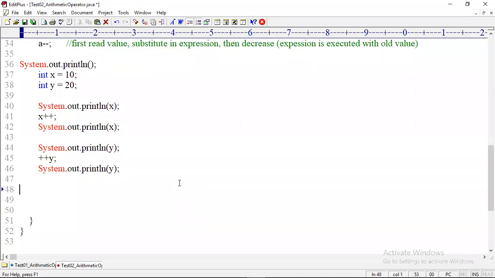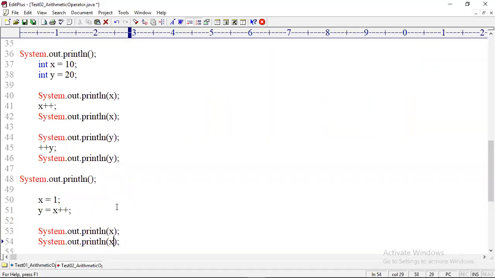Tell me now. I am going to write one statement here. Observe. I am reassigning the already created x variable, with the value 1. Now I am taking y equal to x plus plus. Then I am writing here System.out.println x. Totally three statements are there. Three cases are there. This is case one.